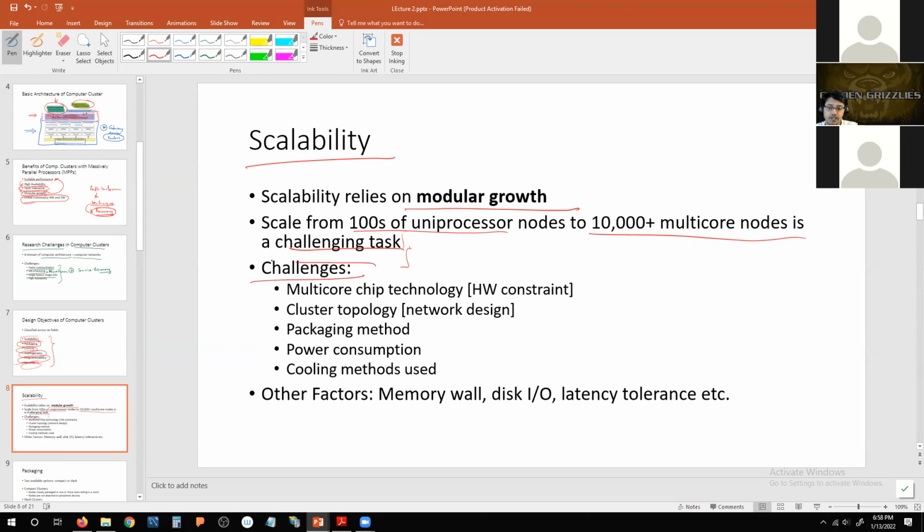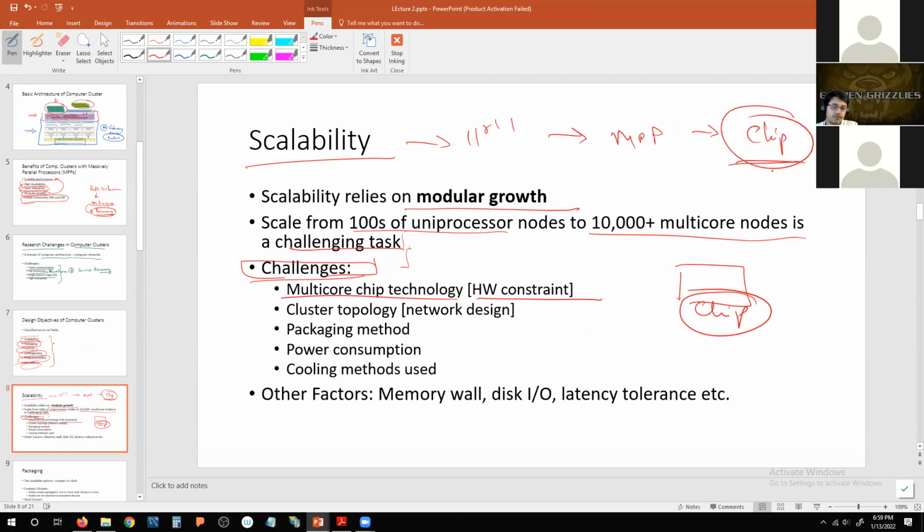And what are the bottlenecks or limitations that you face in terms of scalability? The first one is the hardware constraint. There is only so much interconnectivity that you can support on one semiconductor chip. You cannot go beyond a certain level. So the multi-core chip technology is one of the major bottlenecks when it comes to scalability, because scalability directly feeds into parallelism, and parallelism is directly supported by MPP architecture, which is supported by multi-core chip technology. So if the chip itself is limited in terms of how many interconnections it can support, that has a cascading effect on whether you can support a high level of scalability.